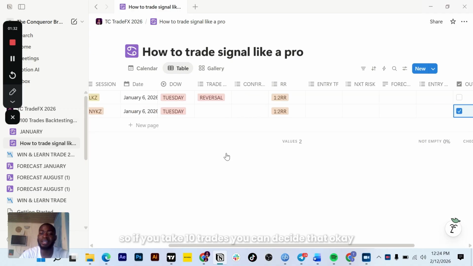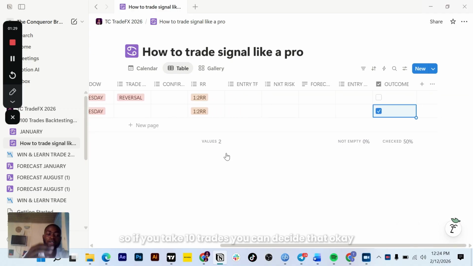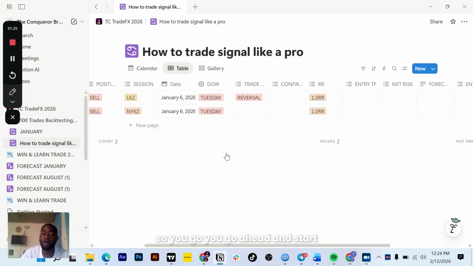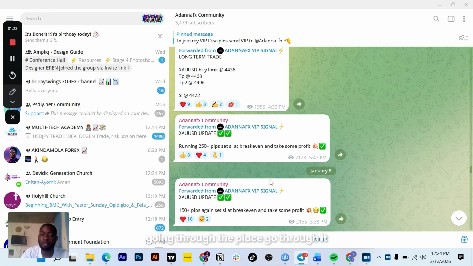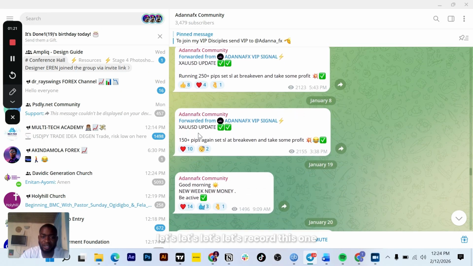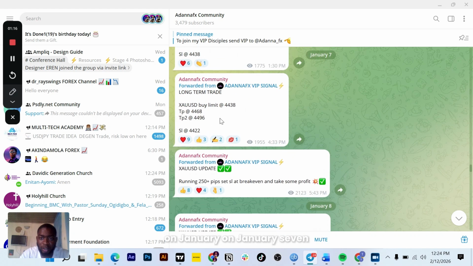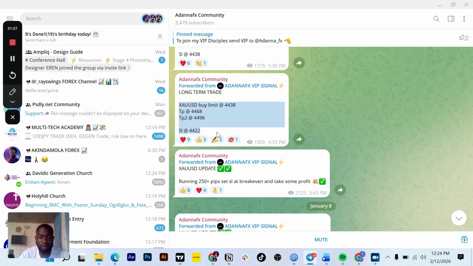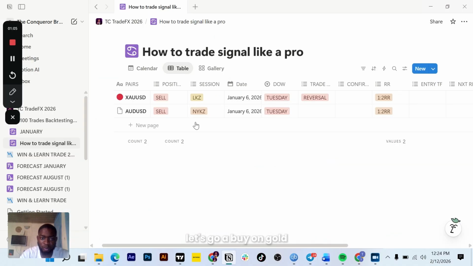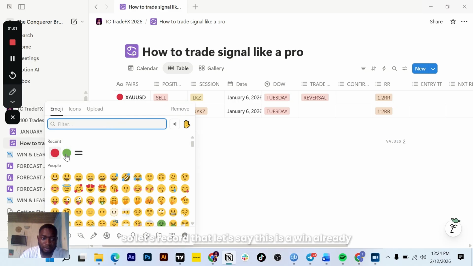So if you take 10 trades, or you want to do your analysis for 20 trades, you go ahead and start. You will be going through the chart like that. Let's record this one. On January 7th, there was a trade on gold, a buy on gold. So let's record that. Let's say this is a win already.